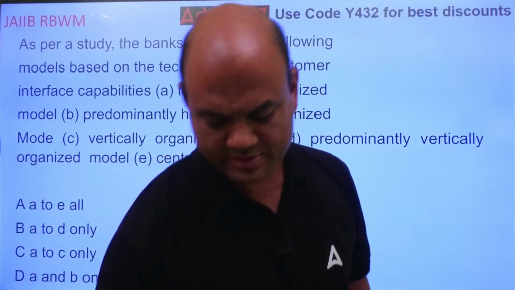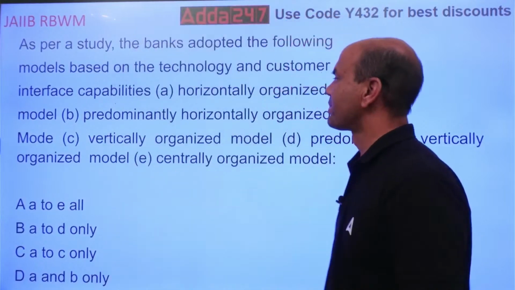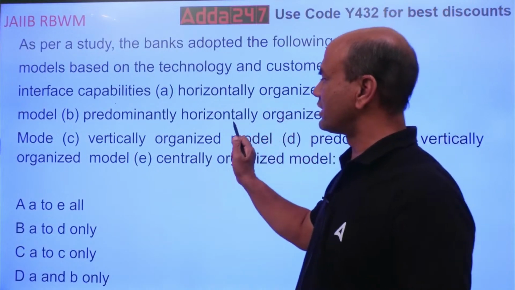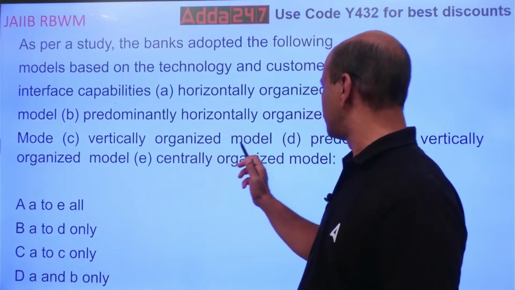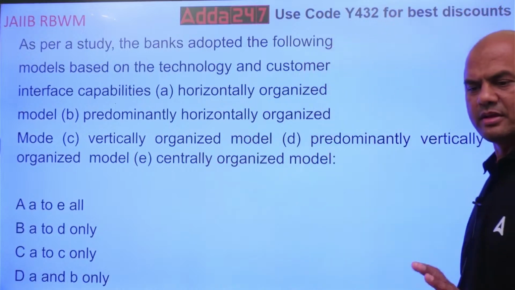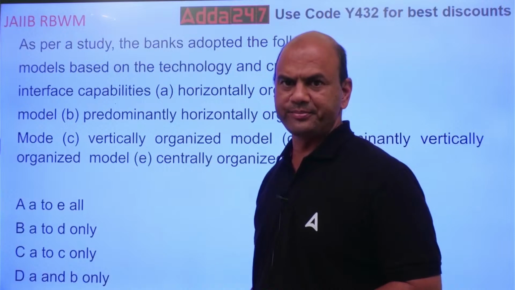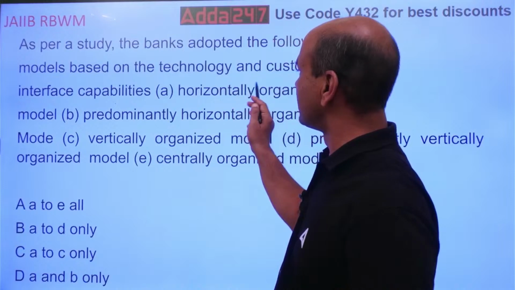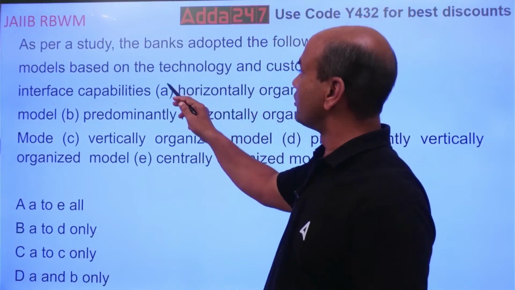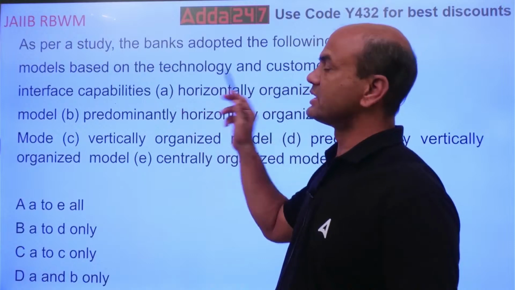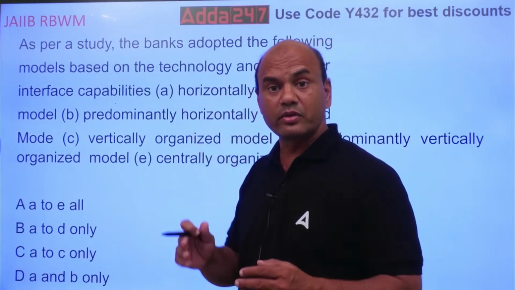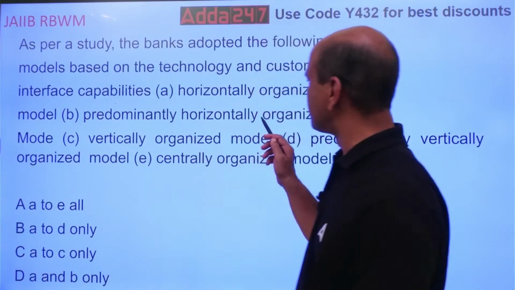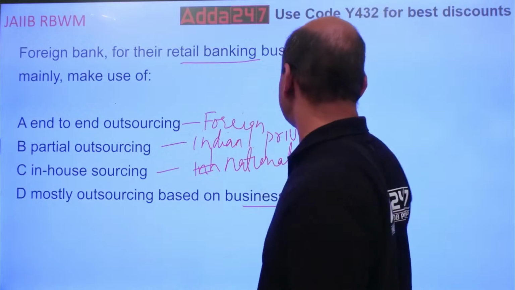So what can be the answer in this? Is it horizontally organized, predominantly horizontally, vertically, or predominantly vertically? See here, I'll first give you the explanation. There are four, these are known as delivery models. Kindly note, the word over here is based on models based on technology and customer interface. These are all delivery models, how to deliver to the customer. There are four delivery models. All these four, horizontally organized.